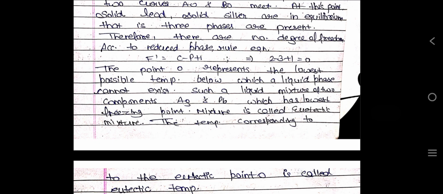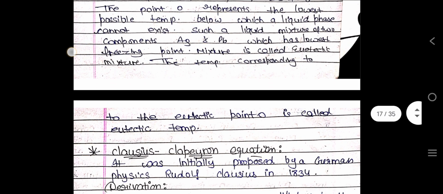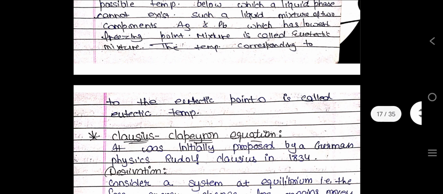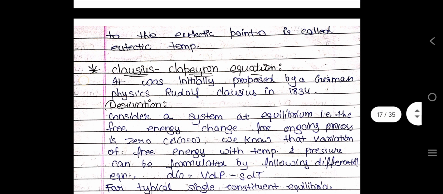The system is univariant, that is F' equals C minus P plus 1, which is equal to 1. Curve BO represents the freezing point curve of lead to which small amounts of silver are added. The point B represents the melting point of pure lead. Separation of lead occurs till the point O is reached. At point O no more separation is possible. The system is univariant, F' is equal to 1.